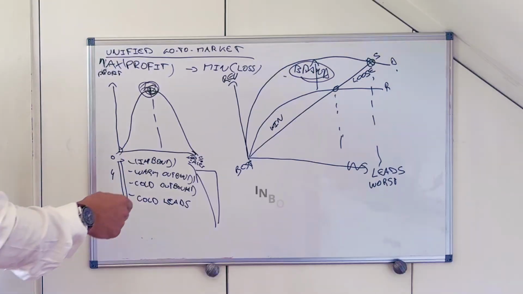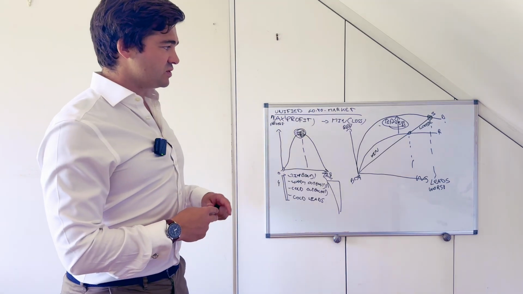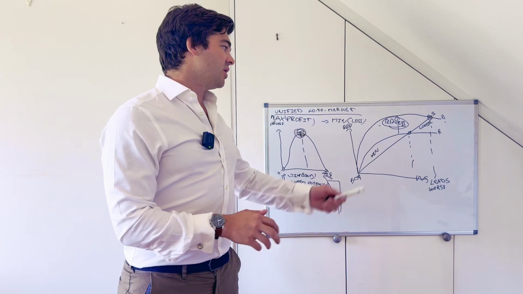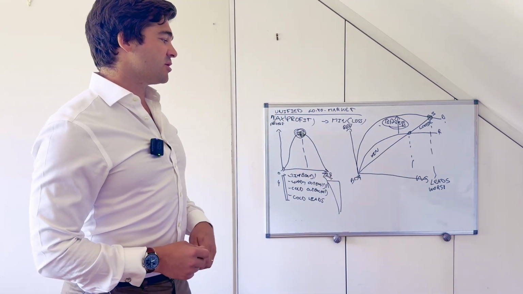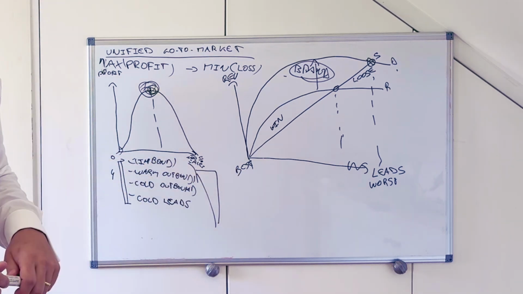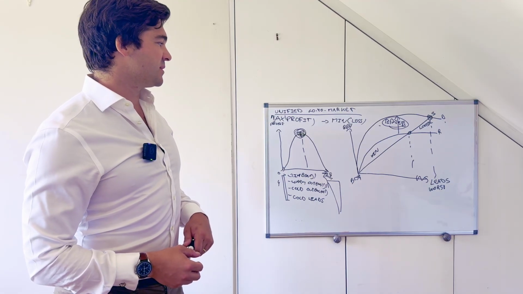So quick recap, focus on inbound, warm outbound. How do you do that? You spend more on brand. How do you reduce the cost? You get rid of the bad leads. You look where the bad leads are coming from. You compare it to the best leads. You'll see patterns, and then you optimize through that.